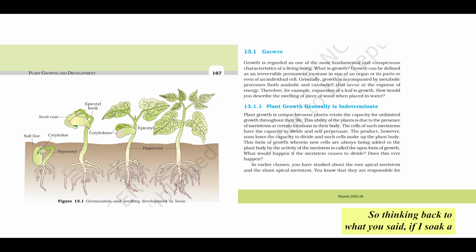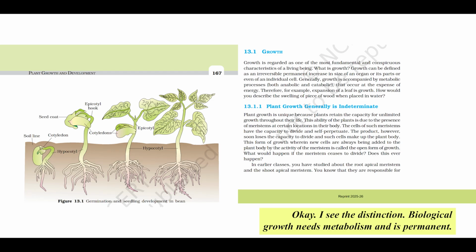So thinking back to what you said, if I soak a piece of dry wood in water, it swells up, it gets bigger. Is that growth? Excellent question. Perfect for understanding the definition. No, that swelling is not biological growth. Why not? It got bigger. Because it's reversible, first of all. Dry the wood, and it shrinks back. It's just physical imbibition of water. And more importantly, there are no metabolic processes involved. No energy spent by living cells to build new protoplasm. It's just physics, not biology. Okay, I see the distinction. Biological growth needs metabolism and is permanent.